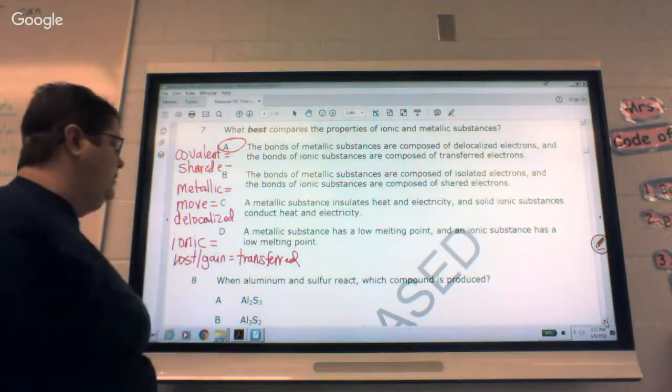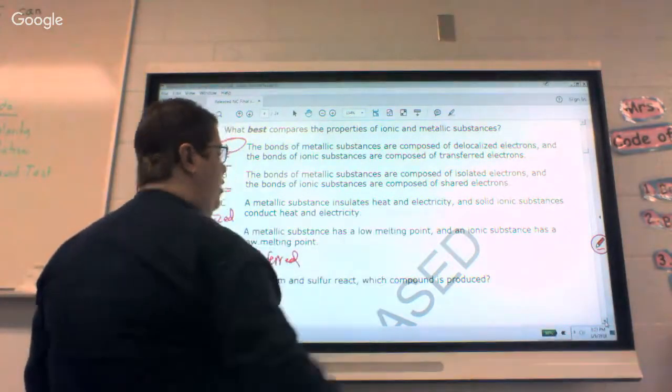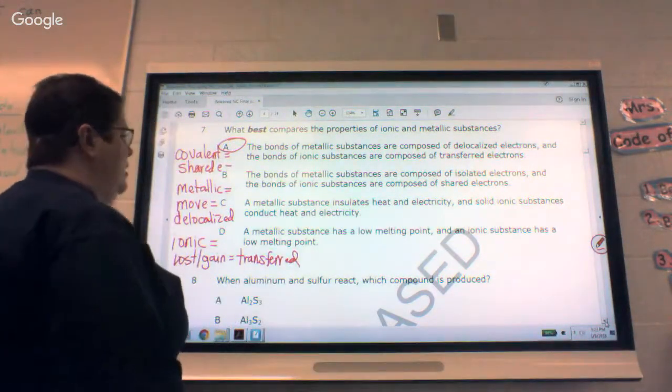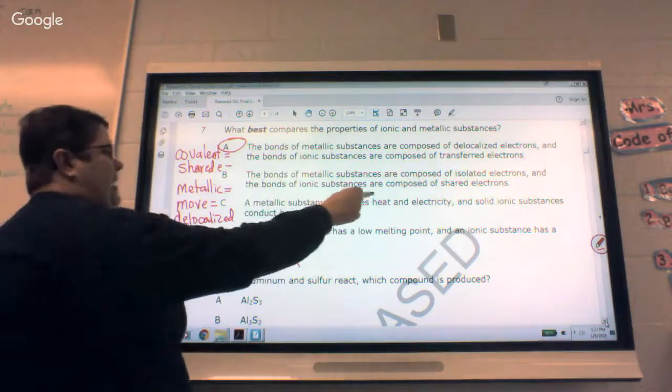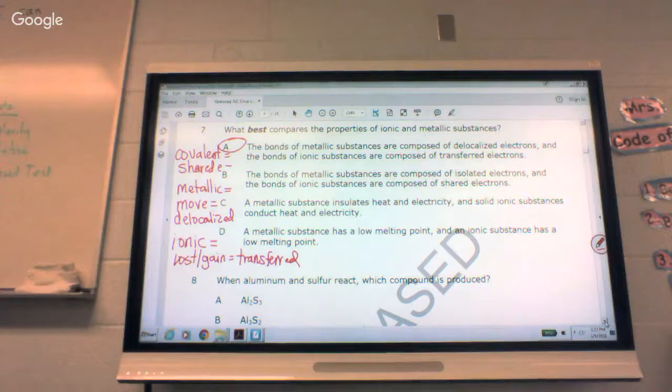Okay? Now, D is wrong because it says metals have low melting points. No, covalents have low melting points. C says metals insulate. Who insulates? Who insulates? Covalent insulates.